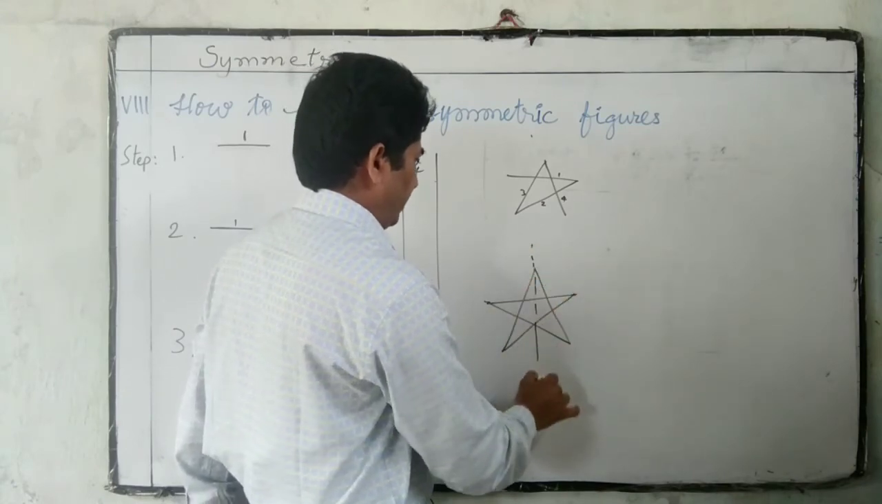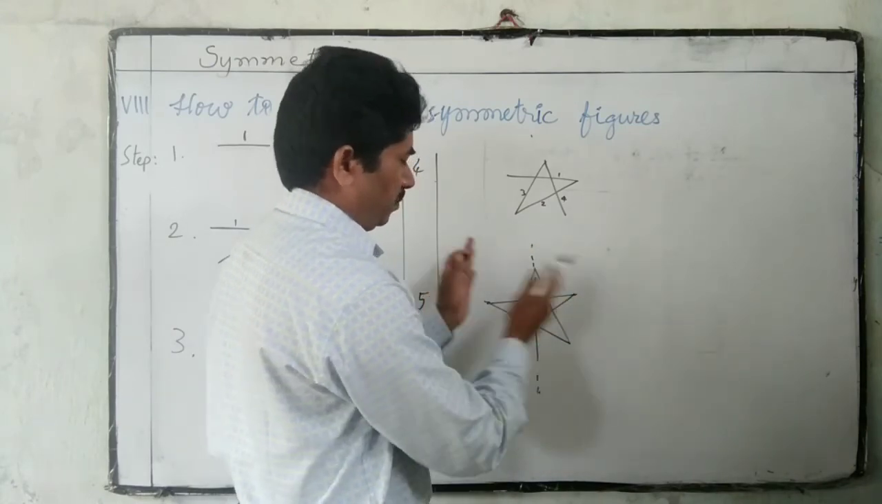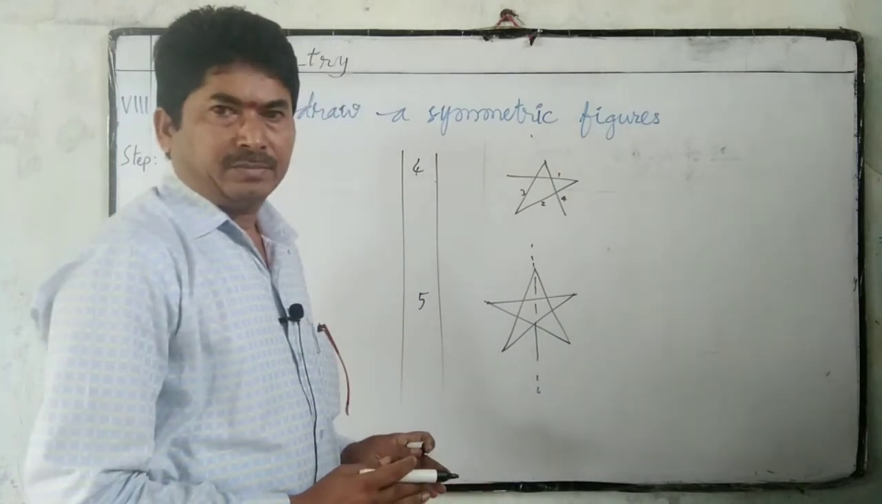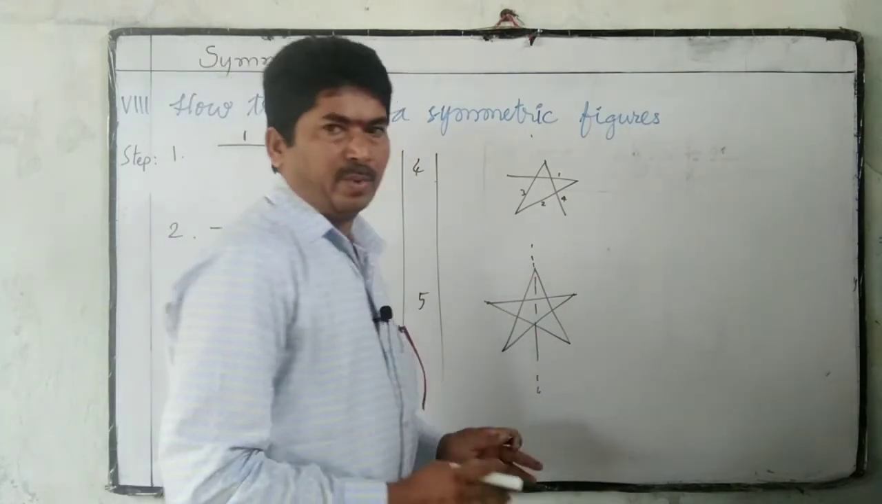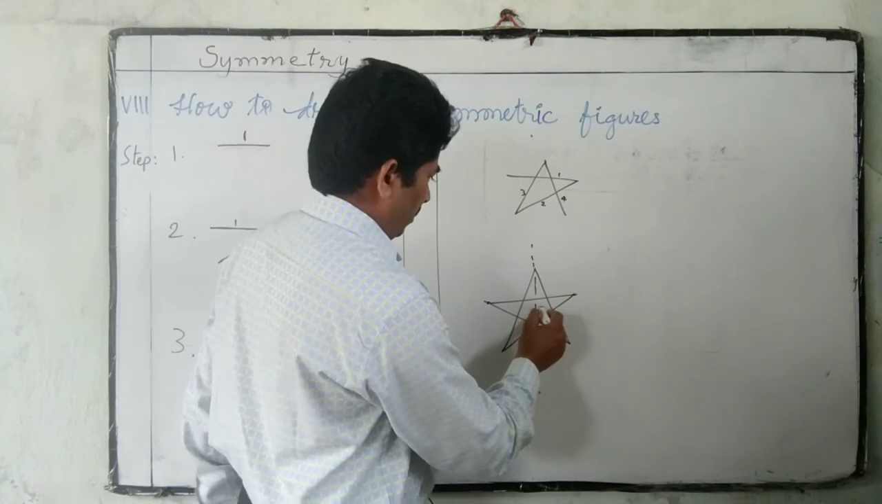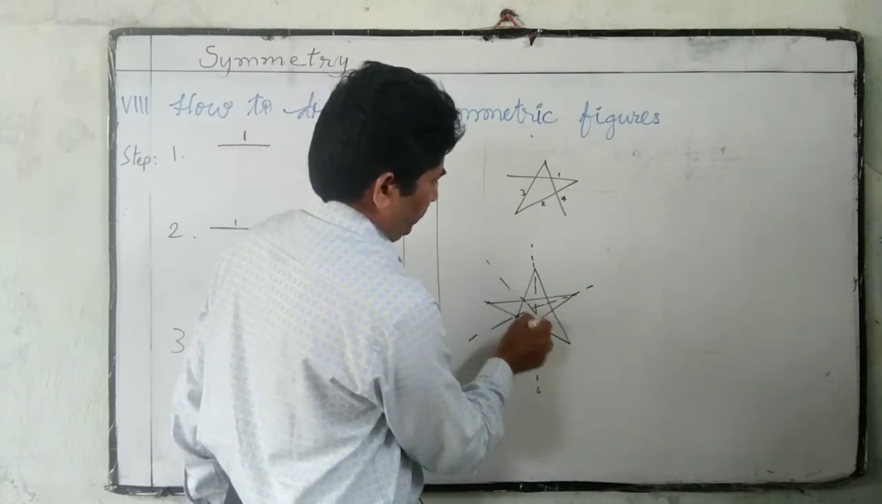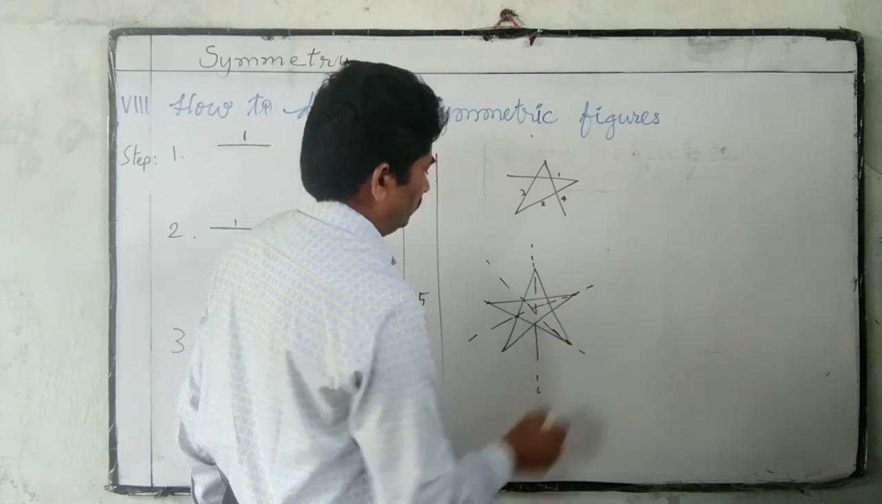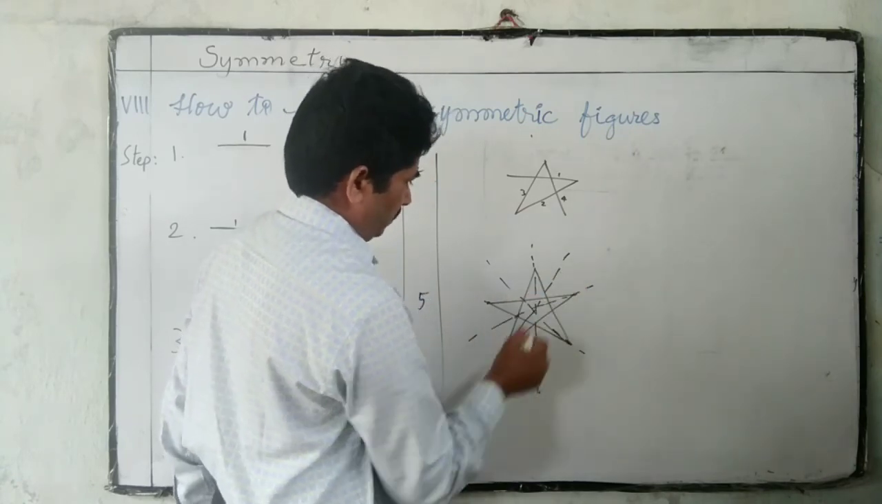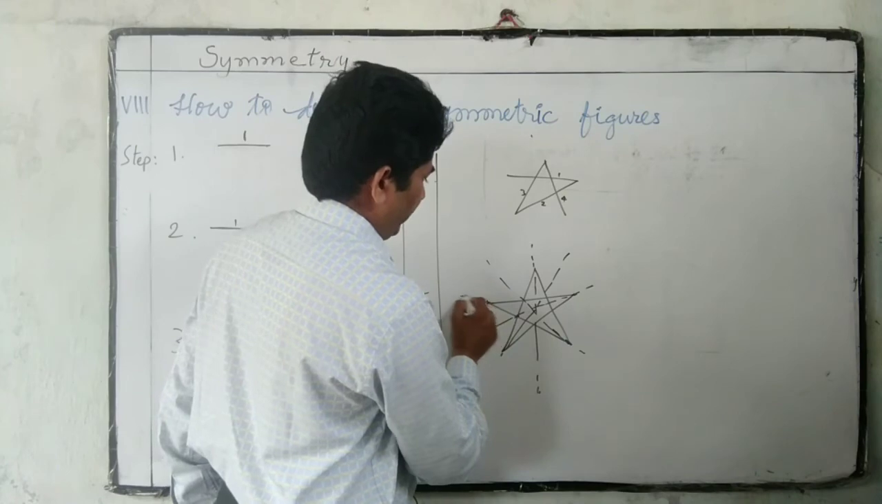If we fold it like this, it will coincide each and every part. And also like this, and also like this, and also like this, and also like this.